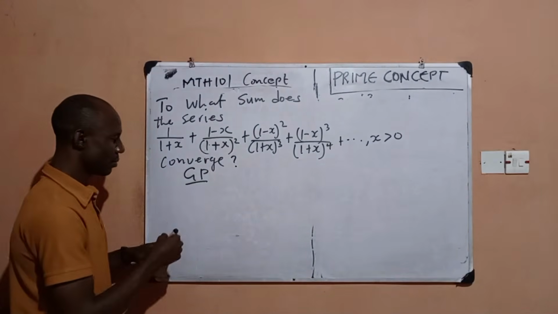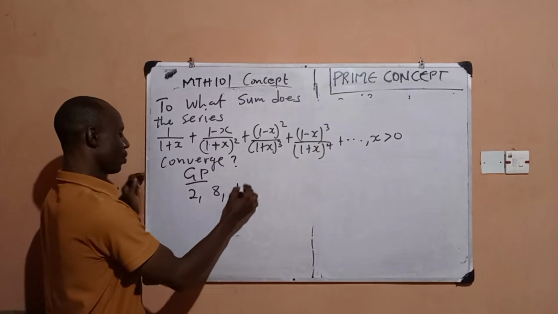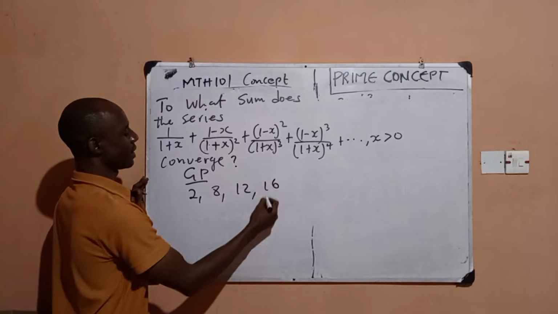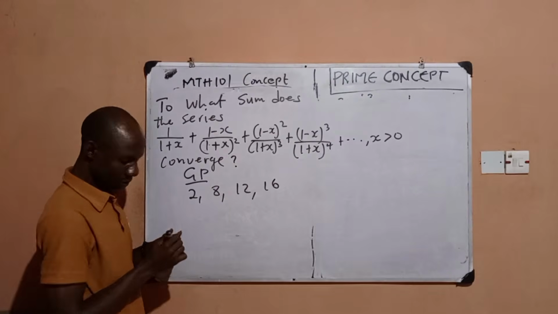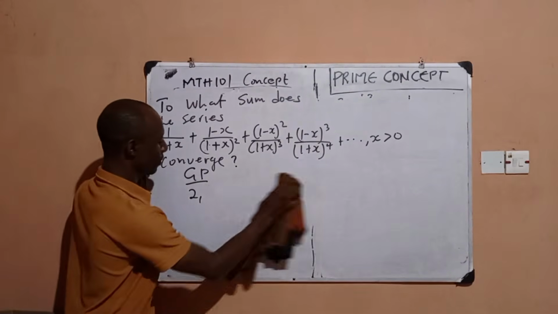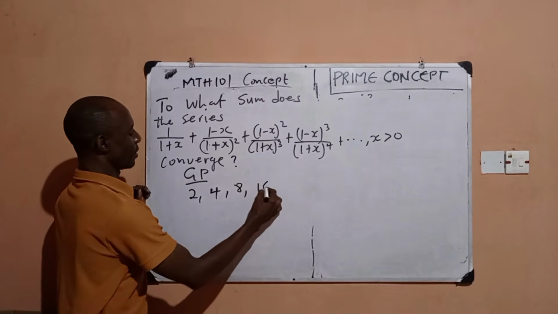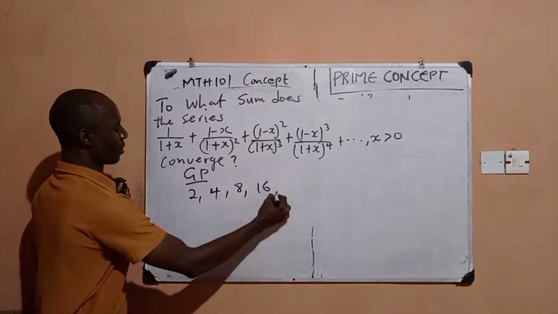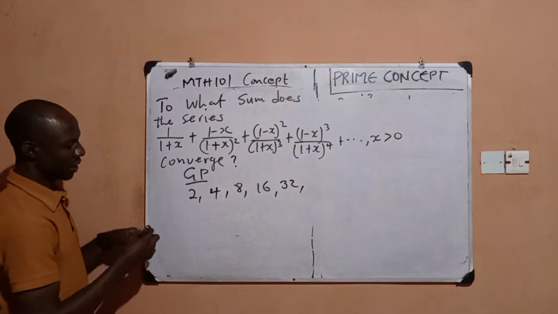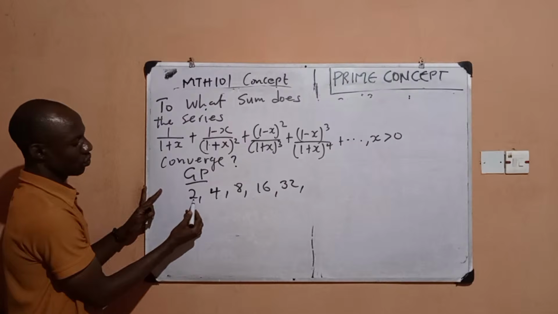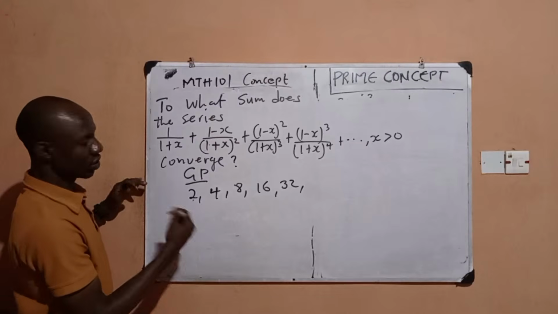So let me give you an example. If you have 2, 4, 8, 16, and so on, 32. If I have something like this, is this going to be an AP or a GP? Let's check. If you say 4 minus 2 is 2, or if you say 8 minus 4 is 4, so it's not an AP. So it means you should check whether it's a GP.